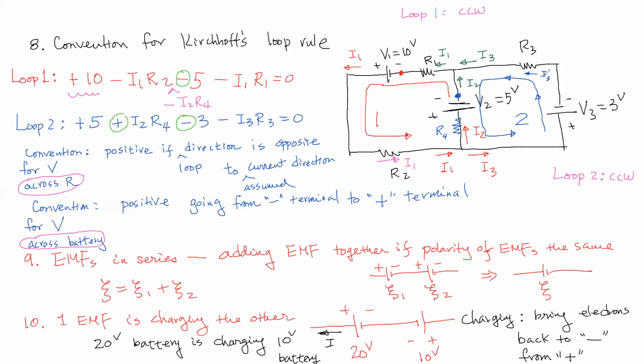I'm going this way. My current I3 is going to the left, and my loop is also going to the left. So that's a minus. So minus I3 times R3 equal to 0. So what did I use? I used the convention for V across R: it's positive if the loop direction is opposite to the current, assuming the current direction. So I assume this I1, I2, I3 is going in this direction, right? In the end, your results may not actually be going in this direction. If it comes out to be negative, then it means the current should actually be going the other direction.